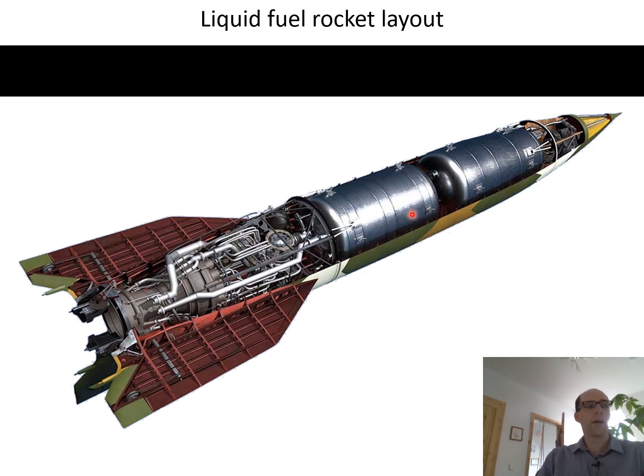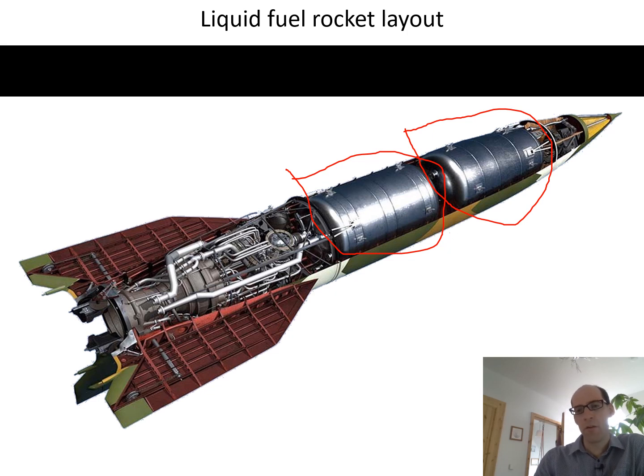As I said, let's look at the layout of a liquid-fueled rocket. Now, here I'm going to use the V2. This is von Braun's rocket from 1944 because it's a perfectly good example of a liquid-fueled rocket, and it is relatively easy to describe. As described on the main drawing, it has two tanks. It has a fuel tank and an oxidizer tank. The fuel on von Braun's rocket was actually alcohol, which was widely available.